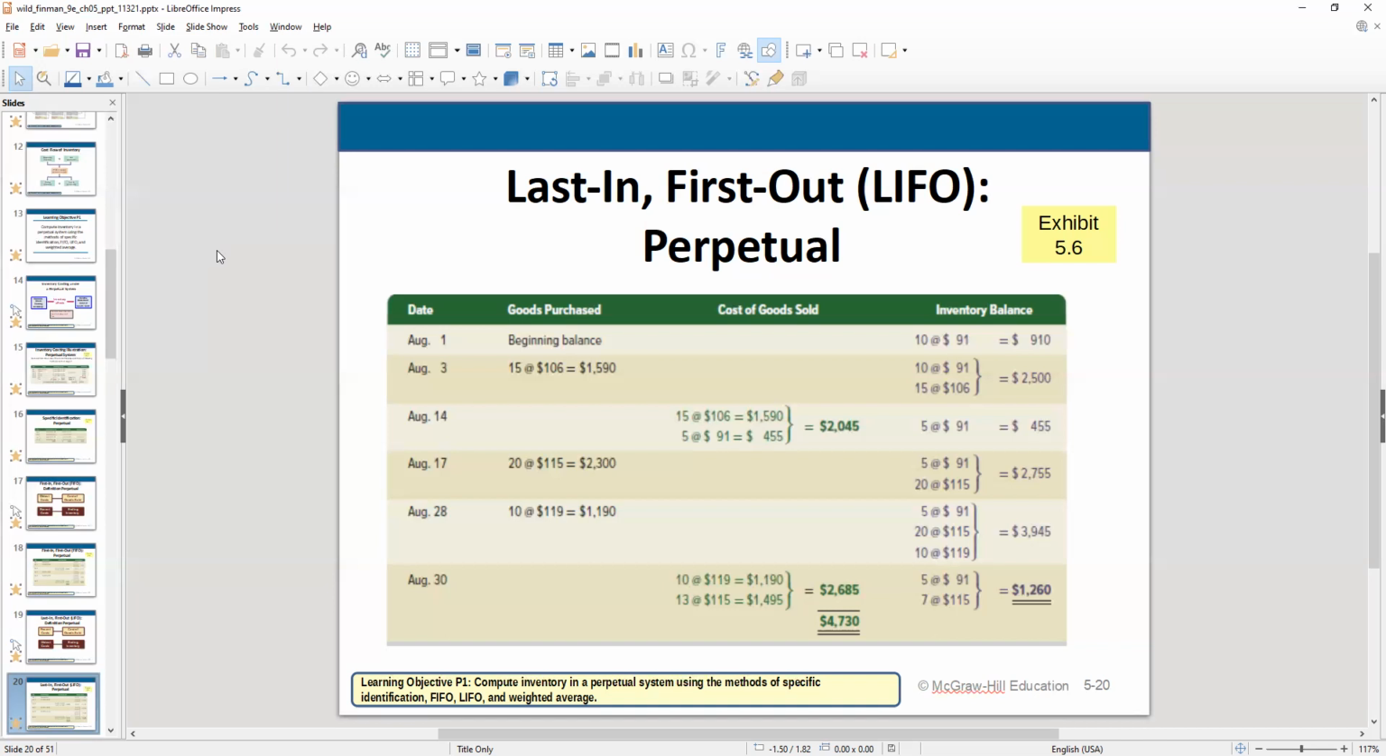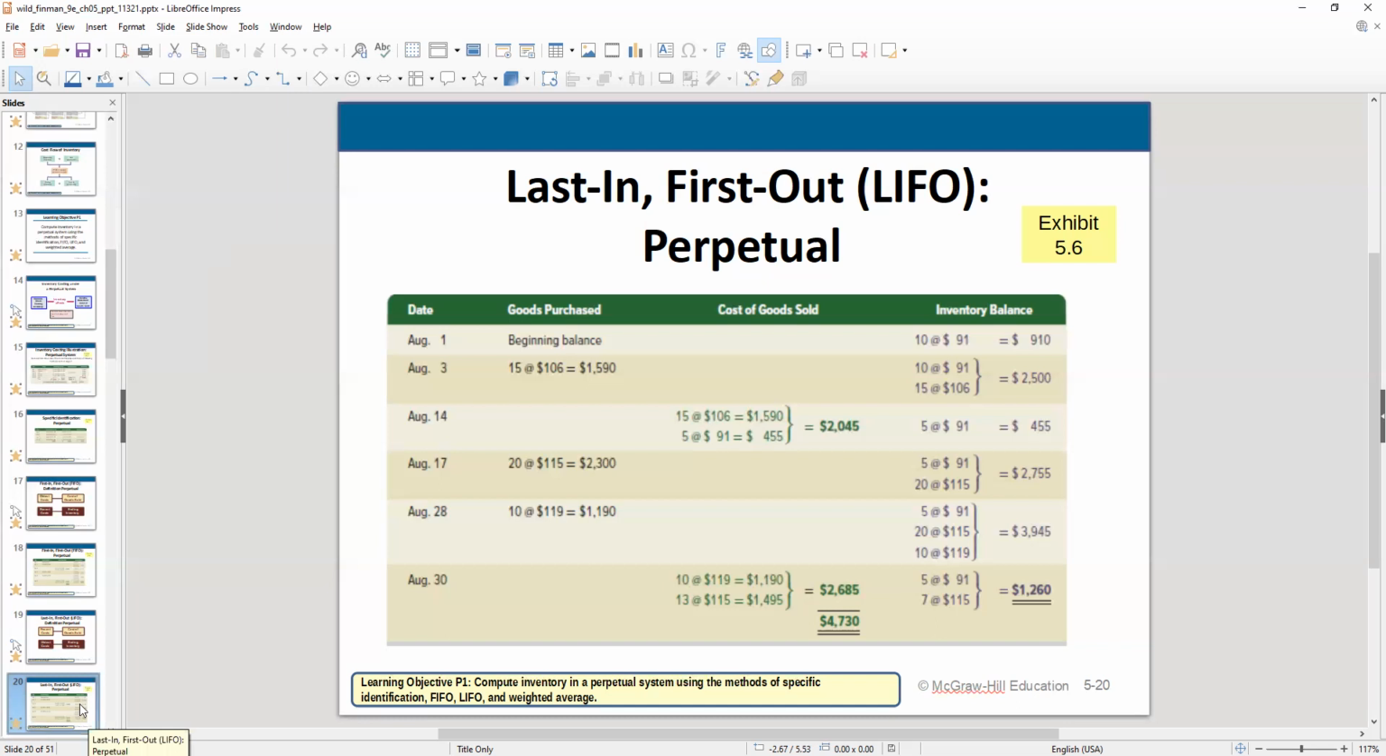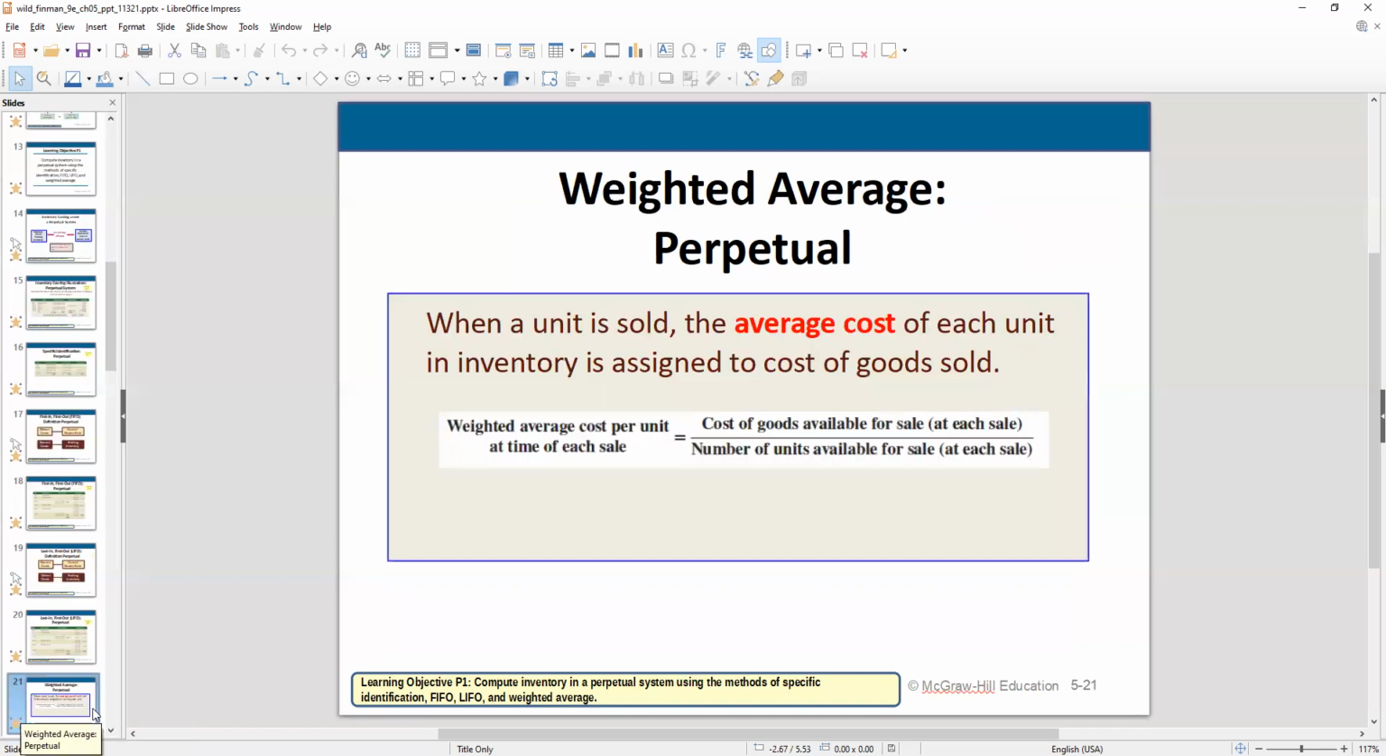Ending inventory is 5 bikes at 91 and 7 bikes at 115. So that's going to give us an ending inventory of 1,260. Let's go back and see what our ending inventory was under FIFO, 1,420. So we're carrying a lower ending inventory balance. So that's LIFO and FIFO.